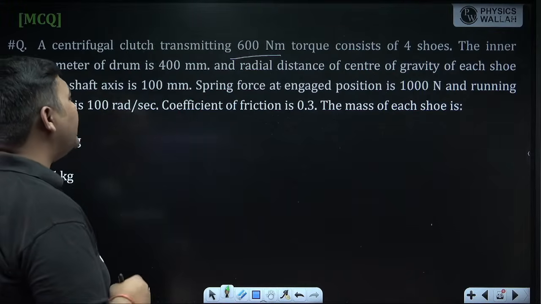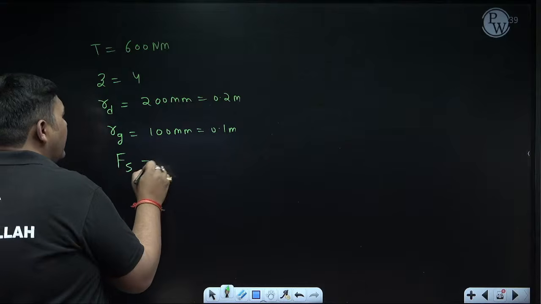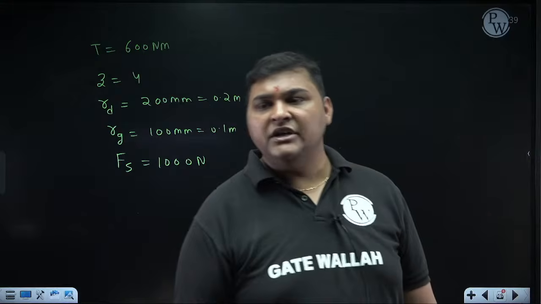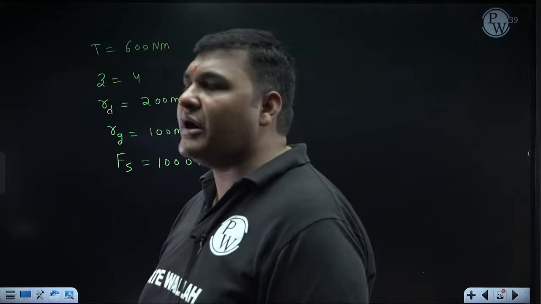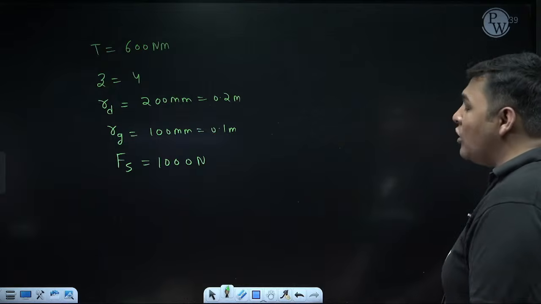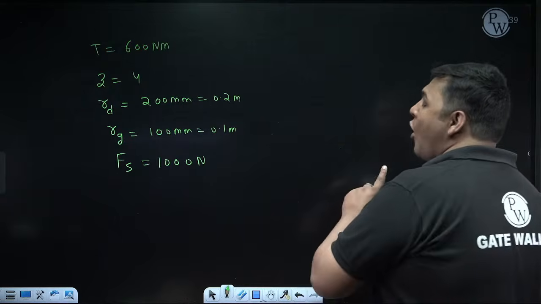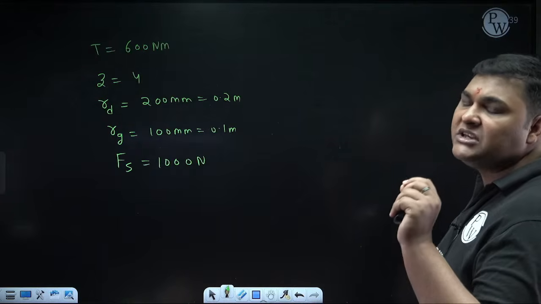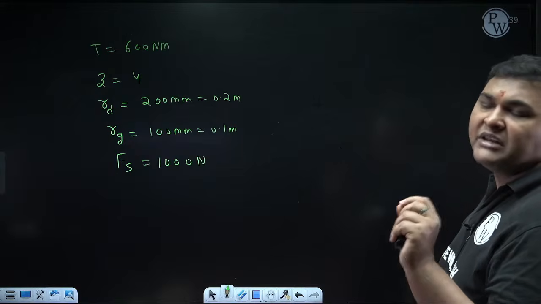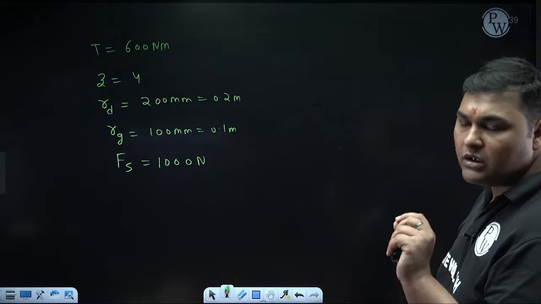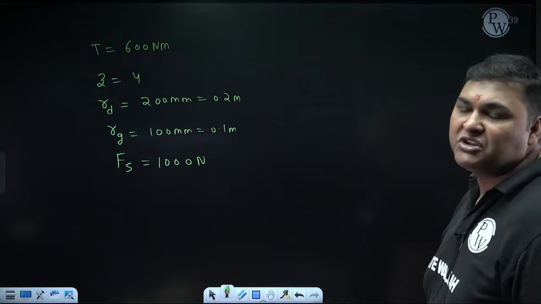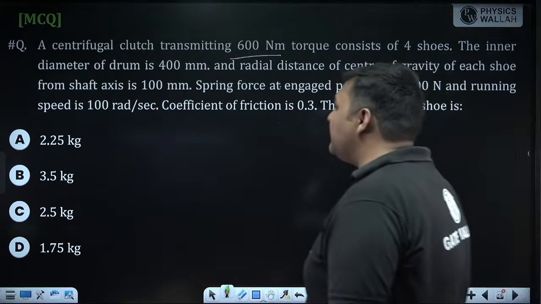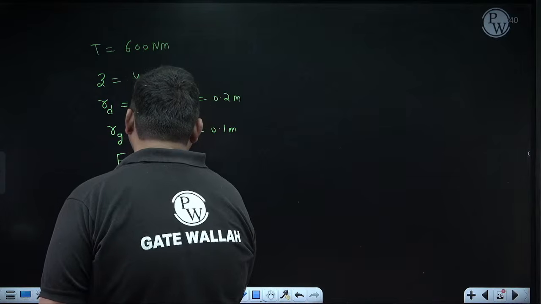Now the spring force at engaged position is 1000 Newton. See, in centrifugal clutch, we have discussed in the class, and before yesterday in the revision also I discussed, that spring force at engaged position will be constant. Reason: once the clutch is getting engaged, after that further elongation of spring cannot occur. So that's why spring force at engaged position will be constant. The value of that is given, it is 1000 Newton. Now running speed means it is the actual speed, which is 100 radian per second.